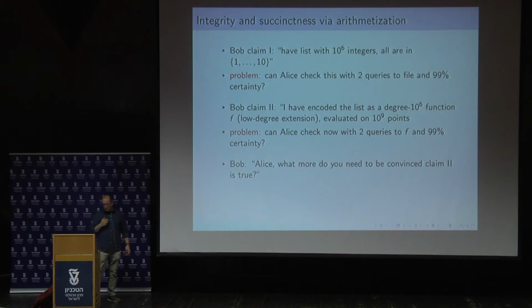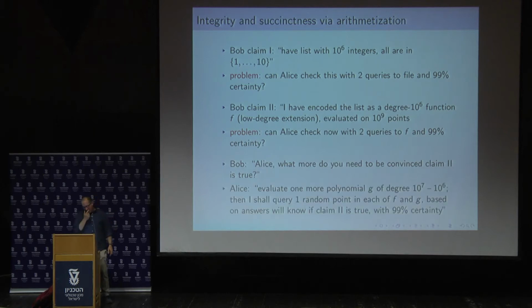So Bob is now getting frustrated, and he comes to Alice and says, okay, what more would you need from me? What do you want? And here's an amazing thing, if you haven't seen it before. Alice tells him, you know what, Bob, here's what you can do. I'd like you to evaluate for me 1 more polynomial. Let's call it g. It's going to be another function evaluated on 1 billion points, and its degree is going to be 10 million minus 1 million. So I guess that's 9 million. It should be a degree 9 million polynomial.